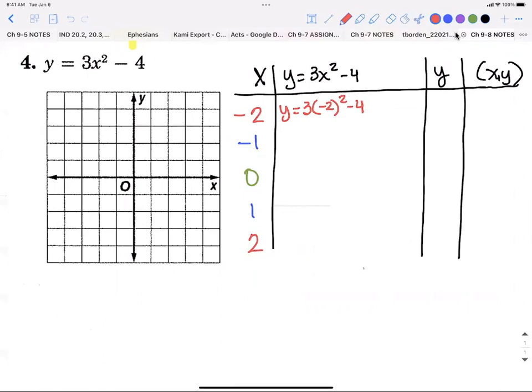Because PEMDAS matters here. So I'm actually going to come down here because I want to be very clear about what order we're doing this in. PEMDAS says powers first. So I'm going to leave the 3 alone, and I'm going to take negative 2 to the second power, which is positive 4.